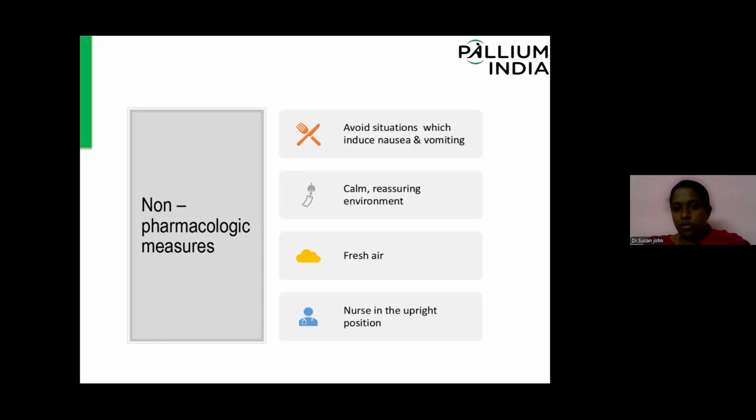You have to give an assurance, and you have to make it calmer and give good air circulation in the room. So that will be very important. And give fresh air, and keep the patient in an upright position.